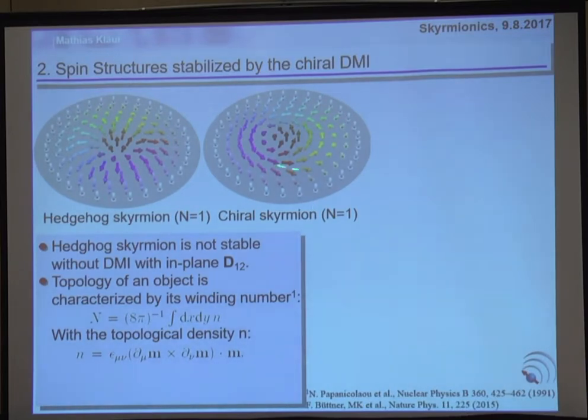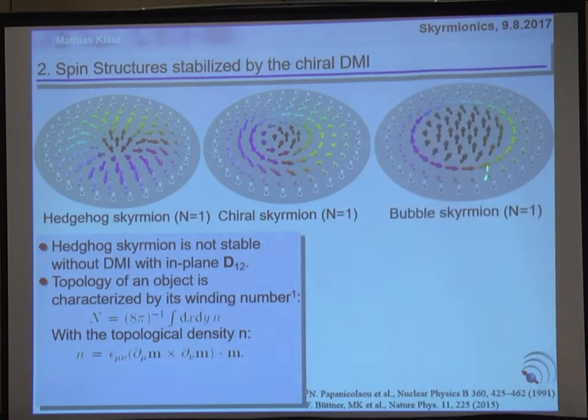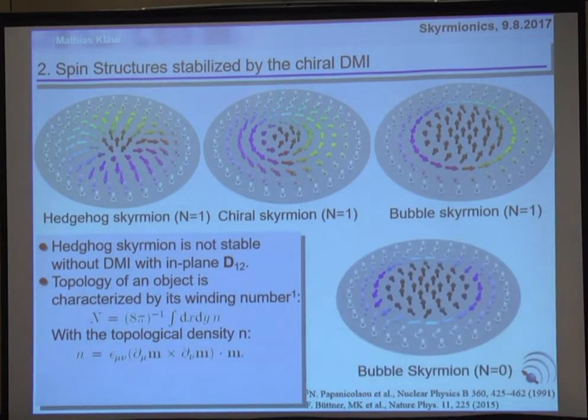Hedgehog skyrmion, chiral skyrmion, then what I call a bubble skyrmion, where it's primarily the dipolar interaction which stabilizes it, and then you can not only have these n=1 skyrmions, where the winding number is 1, but you can also have spin structures which look rather similar, but have a different winding number. This one has n=0, it's a topologically trivial spin structure. It doesn't look so different, but still, it has a very different topology.